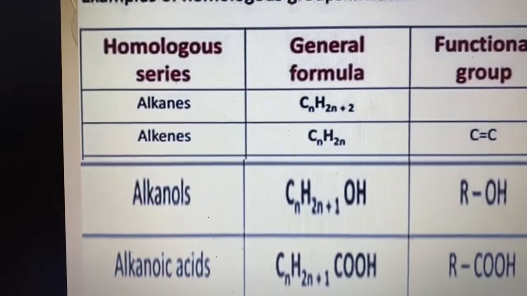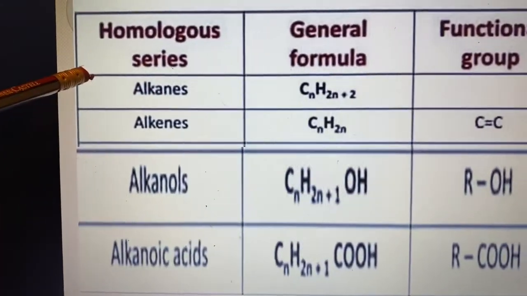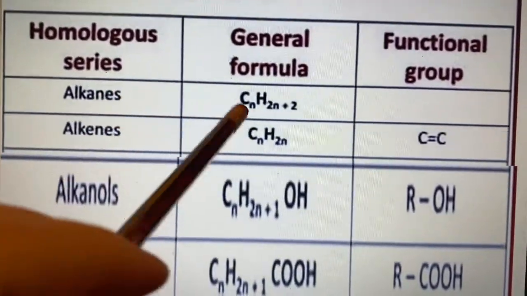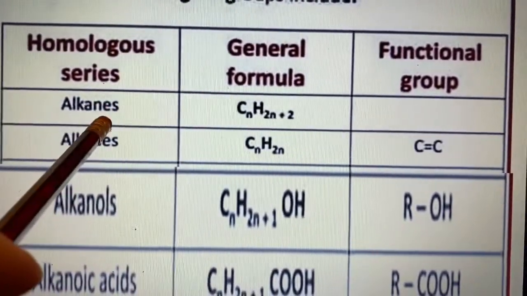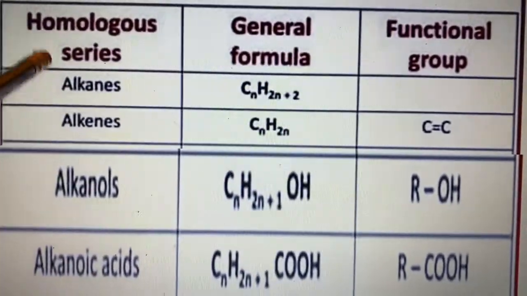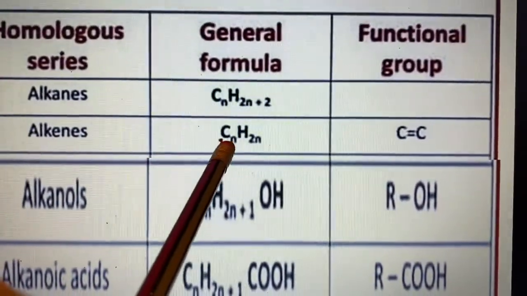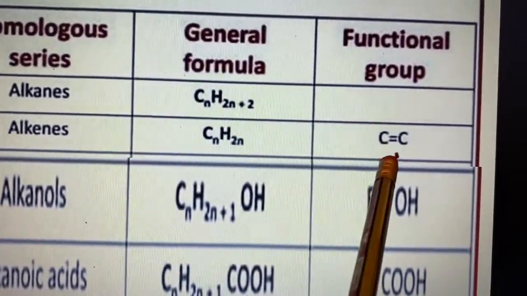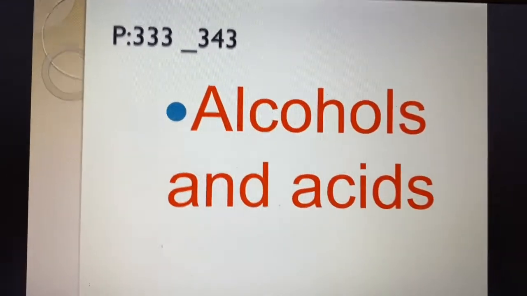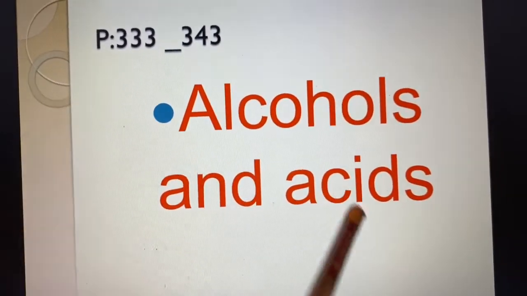Okay, let us also revise some previous knowledge you have. Remember when we have talked about the homologous series, we said a homologous series is a group of molecules that have the same functional group. For example, all of the homologous series of alkanes have CnH2n+2. The homologous series of alkenes have the general formula of CnH2n, and all these molecules should have a C=C double bond. And today we will study 2 new homologous series, alcohols and acids.